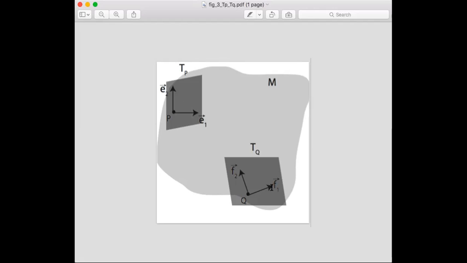It has no mathematical meaning to say F1 plus E1. That just doesn't make sense. They're vectors that exist in different vector spaces.